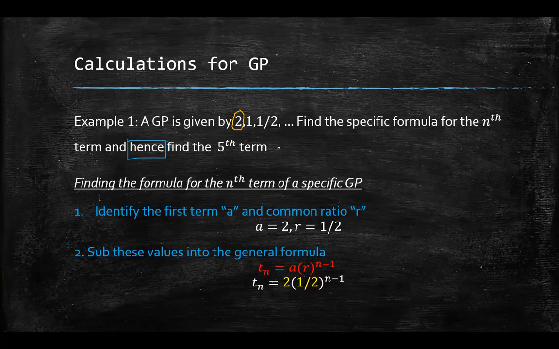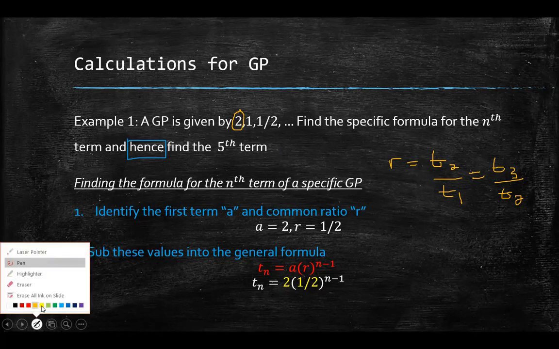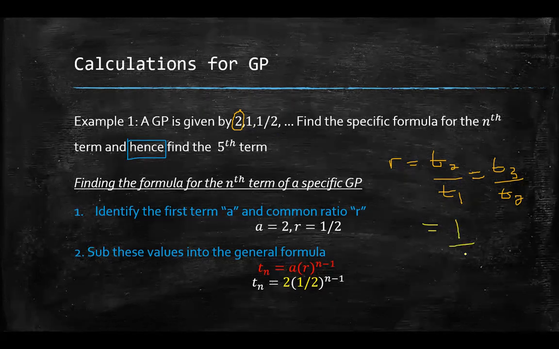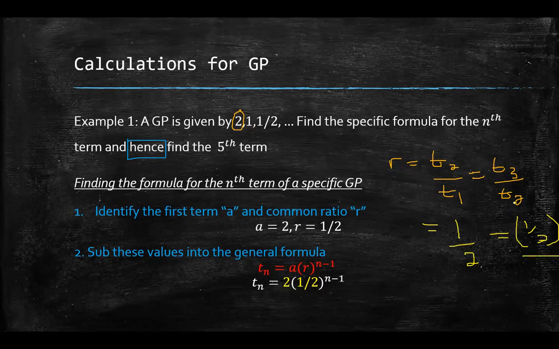Common ratio, R. Remember, to find the common ratio, it's the second term divided by the first term, or you might say the third term divided by the second term. Doesn't matter, once it's two consecutive terms. In this case, the second term is 1, the first term is 2, so R is a half. Or the third term, which is a half, divided by the second term, which is 1, which is also a half, right? So R is equal to a half.